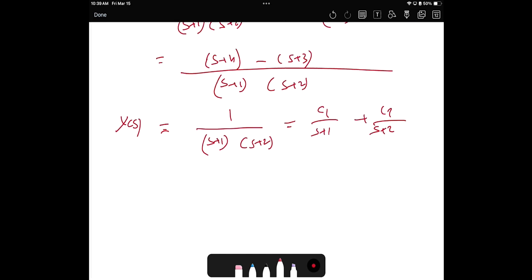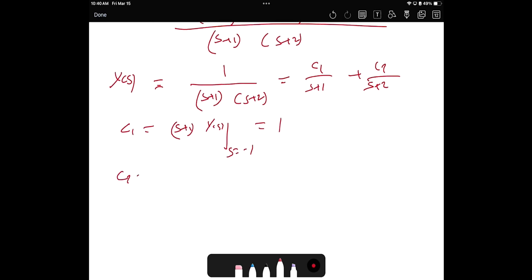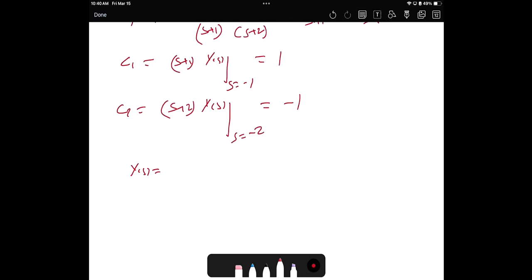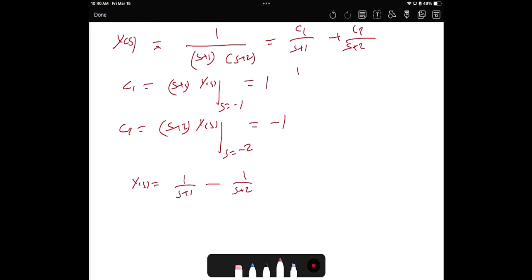How to find C1? C1 equals s plus 1 times y of s, substitute when s equals negative 1, so the answer will be 1. Then C2 equals s plus 2 times y of s, substitute when s equals negative 2, so the answer will be negative 1. As a result, we can say y of s equals c1, which is 1, over s plus 1, c2 is negative 1, so here will be negative 1 over s plus 2. This here will be the partial expansion.